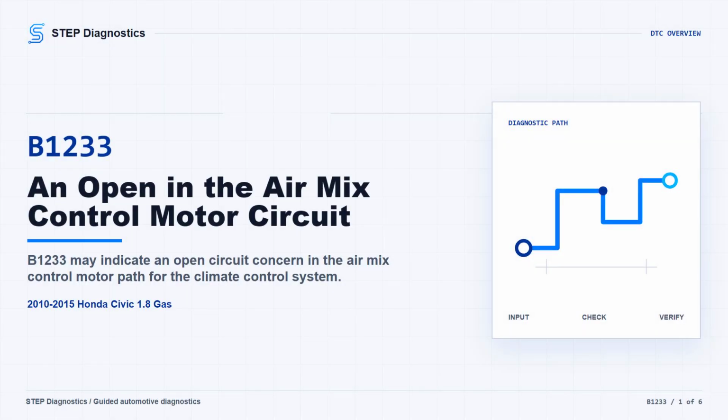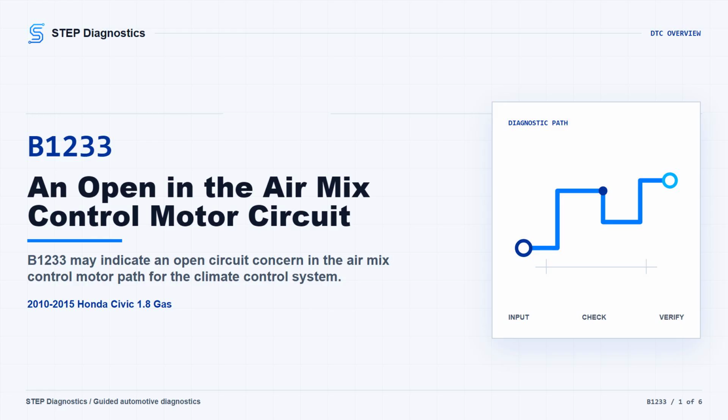On this 2010-2015 Honda Civic with the 1.8 gas engine, B1233 points to an open in the air mix control motor circuit. In plain language, the climate control system may not be able to properly command or track the air mix door position, so the driver may notice cabin temperature that does not respond the way it should.